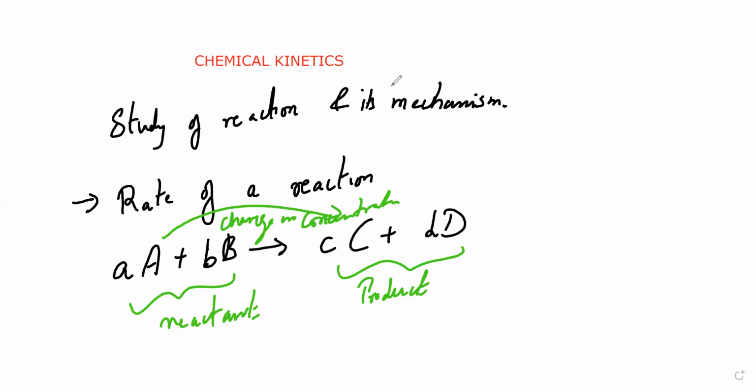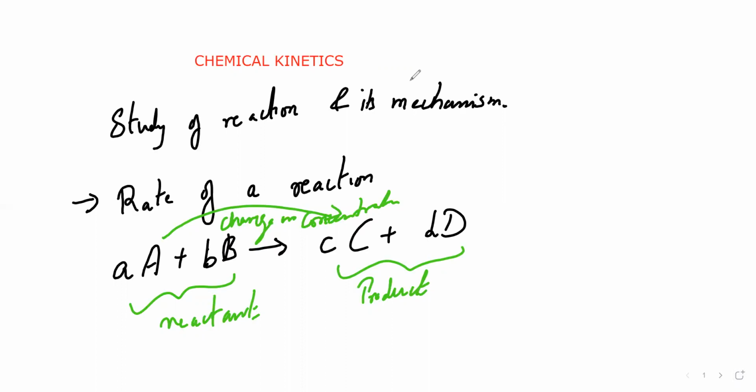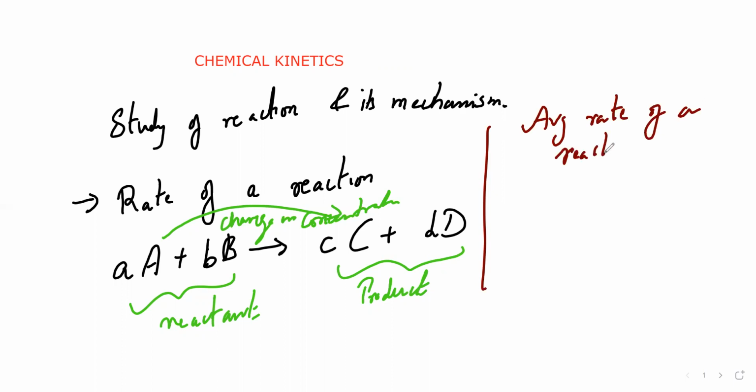Now coming to the average rate of reaction. I'll write it down here itself so that it will be easy for you. I'm taking the same example. So R average is nothing but, this small a, small b, small c, small d, these are the coefficients, right? Correct. These are the coefficients.